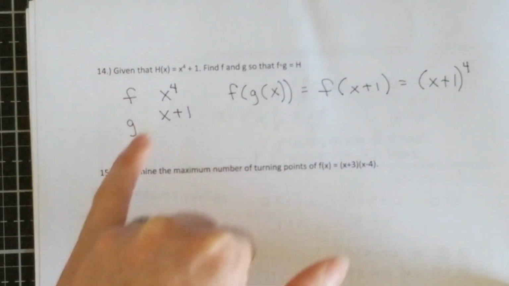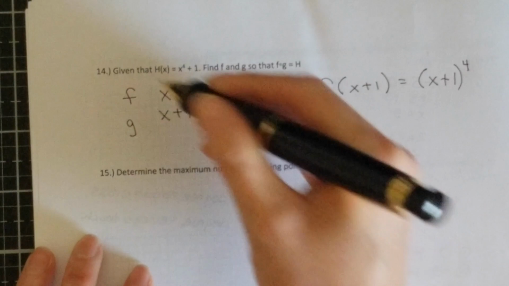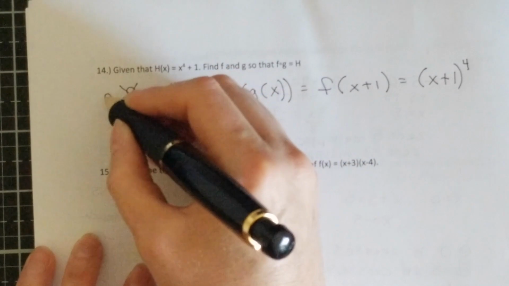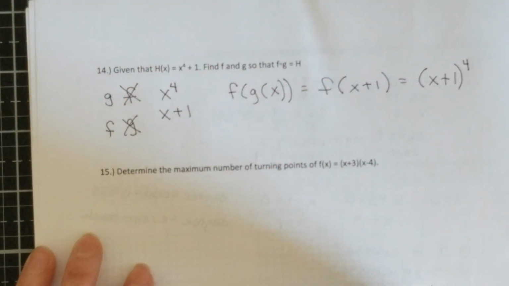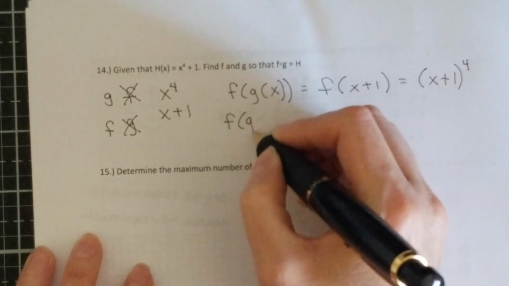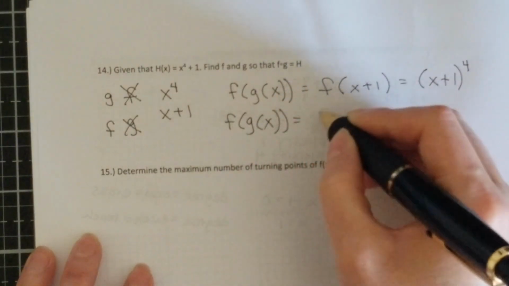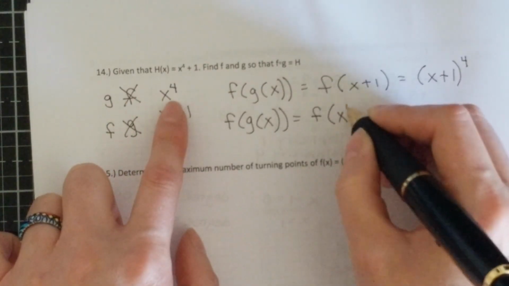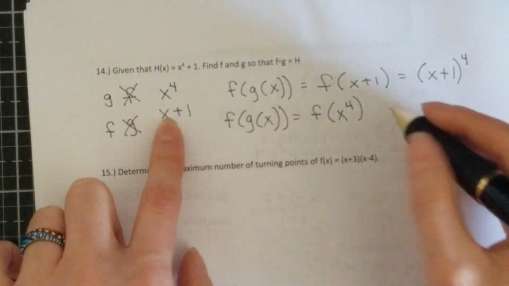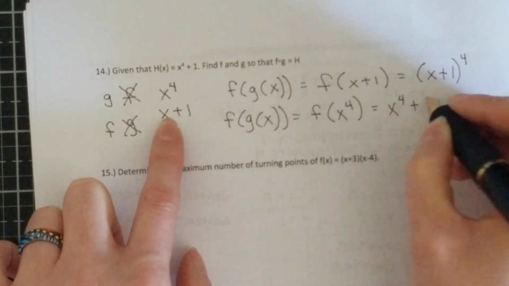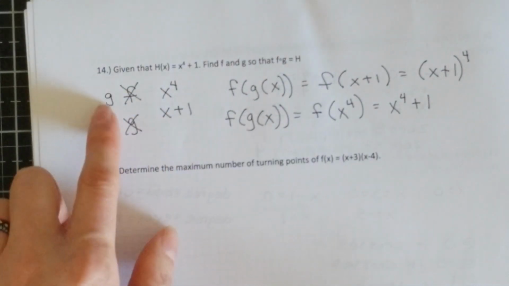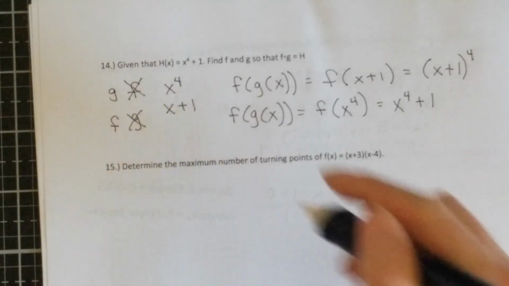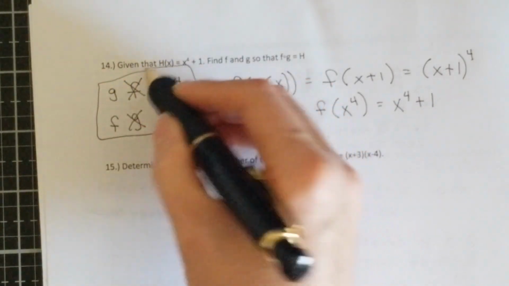So I know that these two labels are backwards, which I actually did on purpose just to show you. So this needs to be the g, and this one needs to be the f. If I try it again, I look at f. Now my g is x to the 4th, and I plug my x to the 4th into my x, and I get the correct equation. So g has to be x to the 4th, and f has to be x plus 1. So this would be your answer.